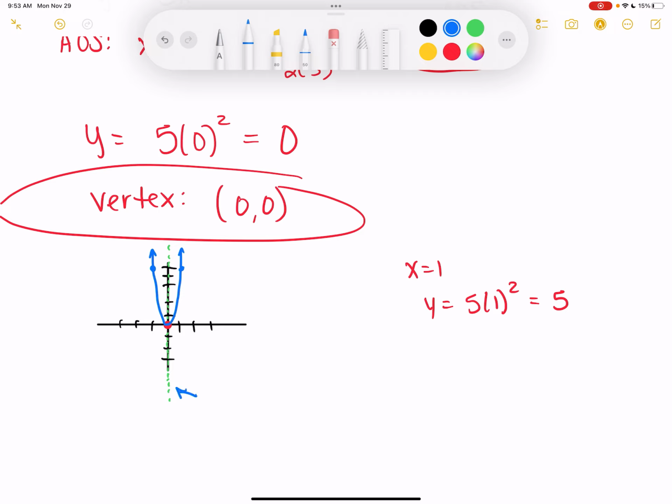I typically want you to write axis of symmetry to point that out, especially if you're doing pencil on pencil. It just makes it very clear that I know you know this is the axis of symmetry.